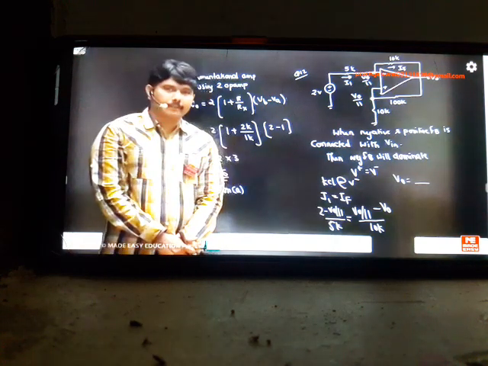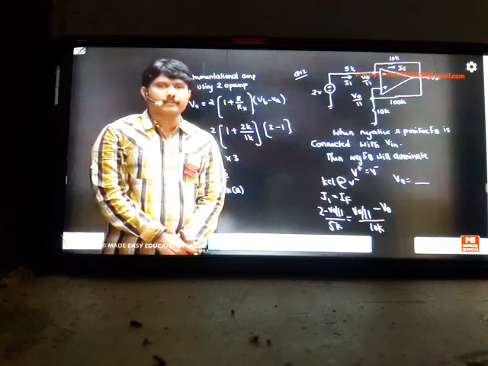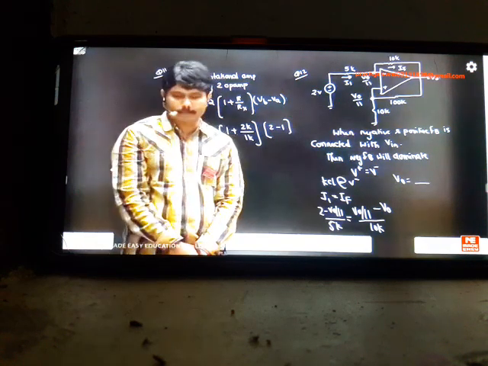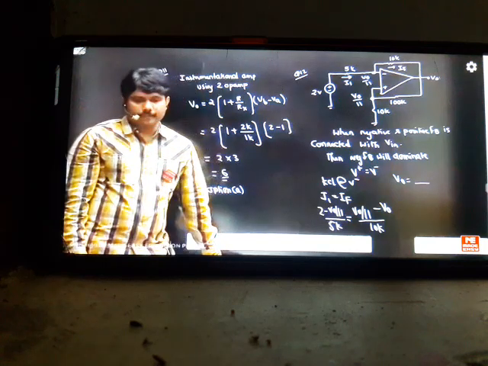Whether VIN is at the inverting or non-inverting terminal, wherever it may be, whenever you have negative feedback, it will dominate the positive feedback. Input should be there, compulsory. That point please remember. If input is there, what happens? It works like an amplifier actually. That's why negative feedback will dominate automatically.